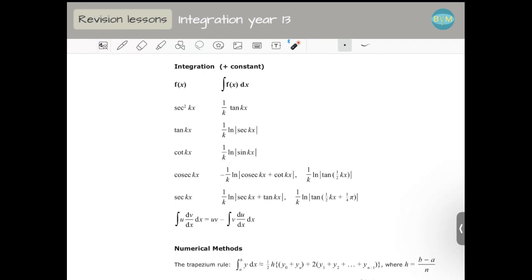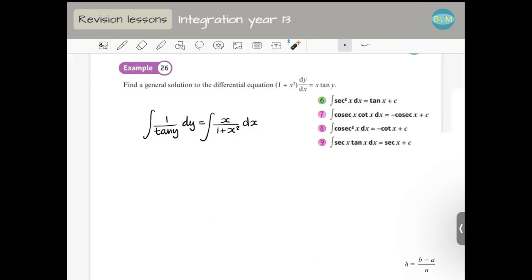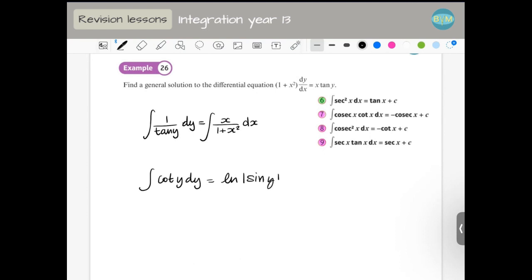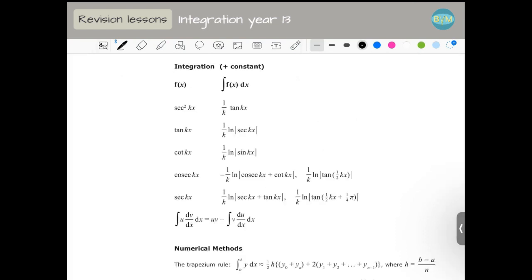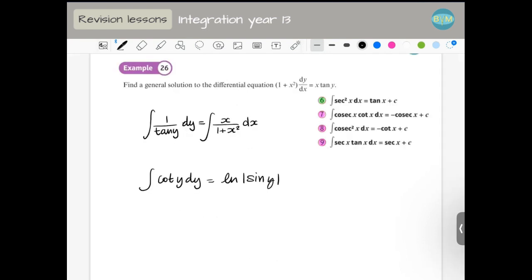So it's going to be ln of sine. The integral of this one is the integral of cot y dy, and the integral of cot is ln of sine y. And minus? No minus. Okay. And I don't have to divide by anything because my y has no coefficient at the front. So this is this one.